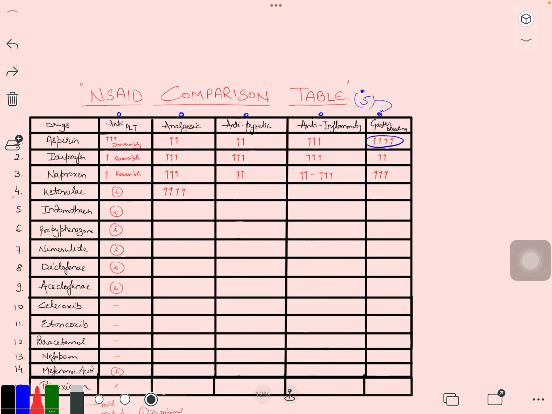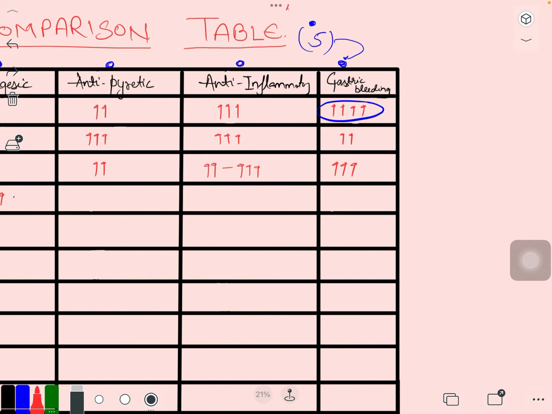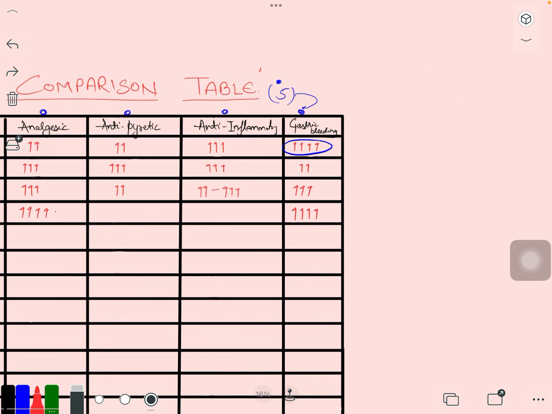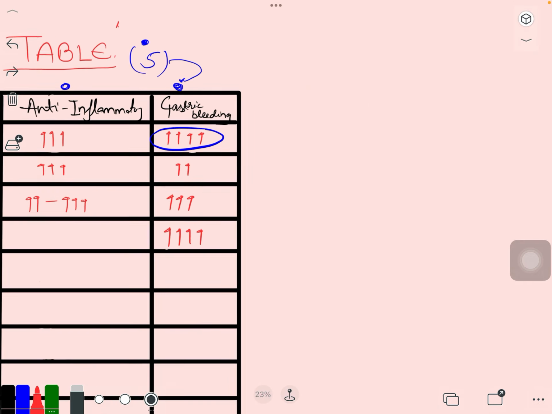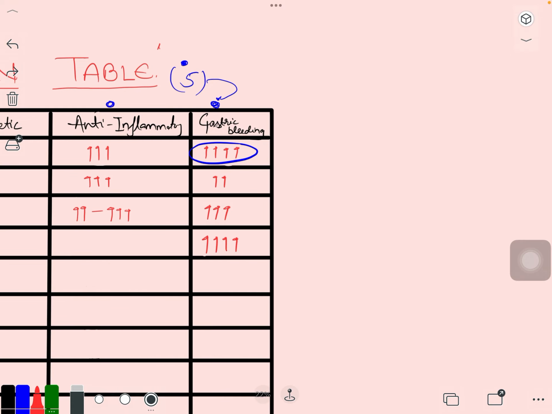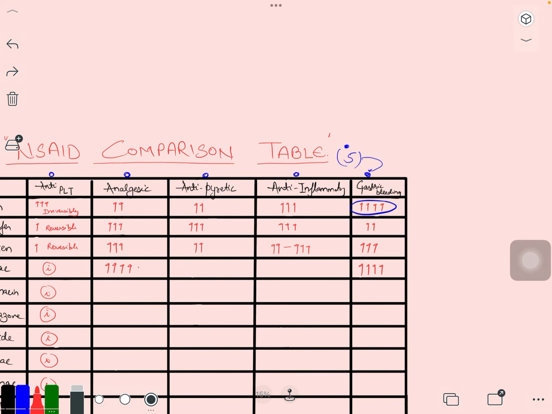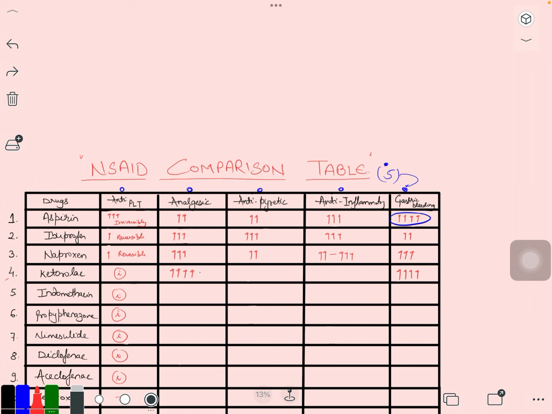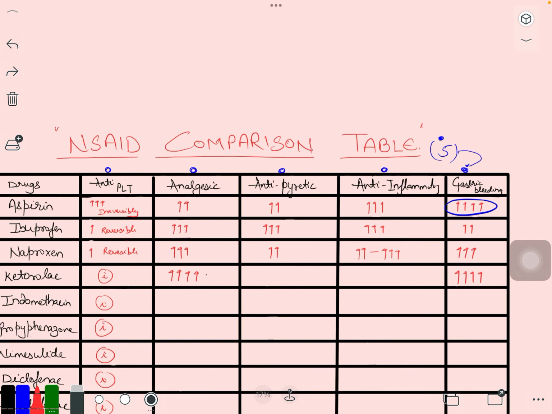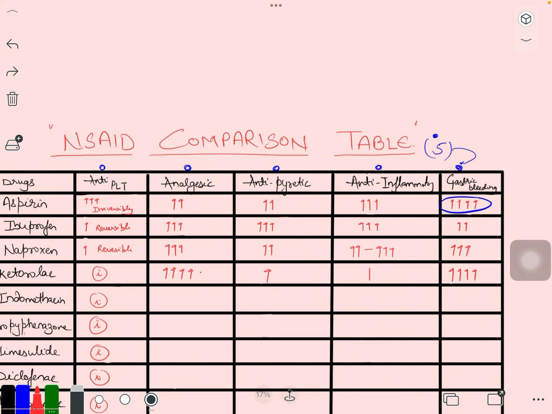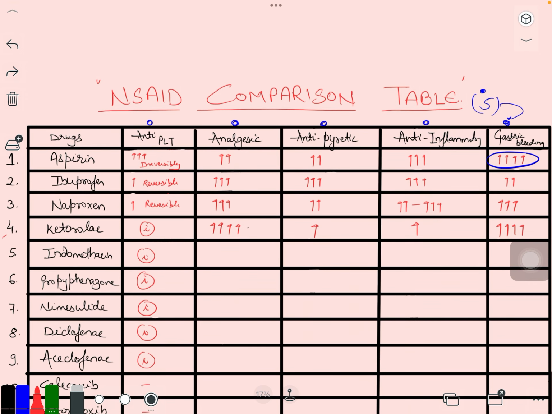However, for the ketorolac, the risk is very high of causing gastric bleeding. Yes, you will cure the patient's pain, but if you give it continuously, gastric bleeding also has some criteria. We will discuss that criteria later, but right now just compare. Let's finish this table first. For the ketorolac, it has a mild antipyretic property, it has a mild anti-inflammatory property.